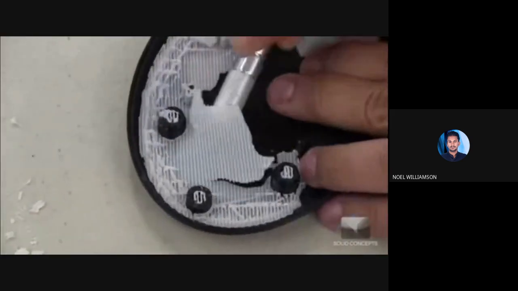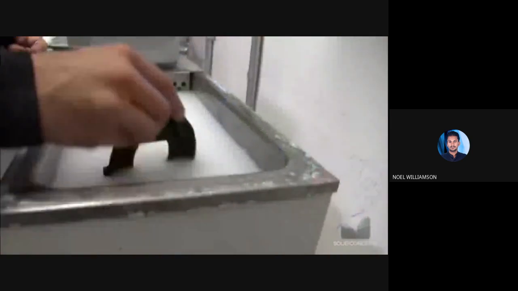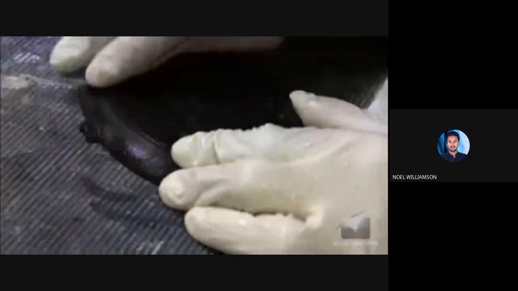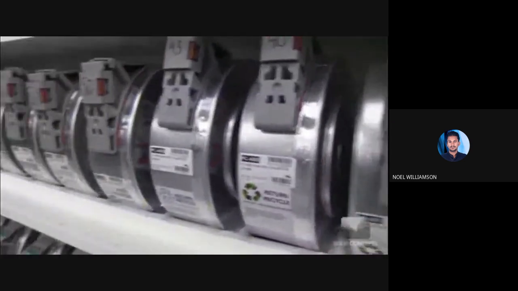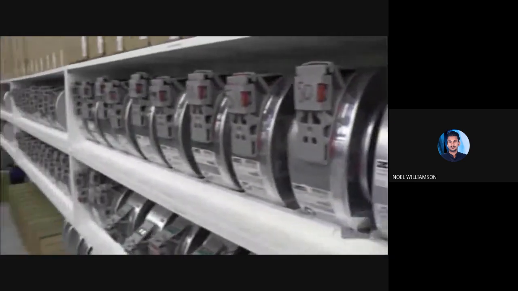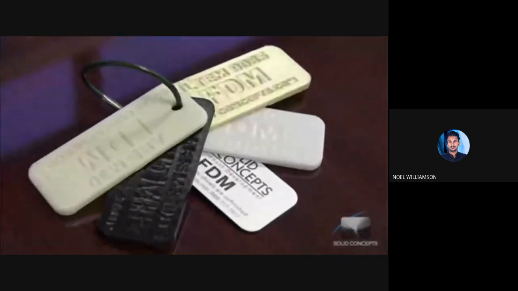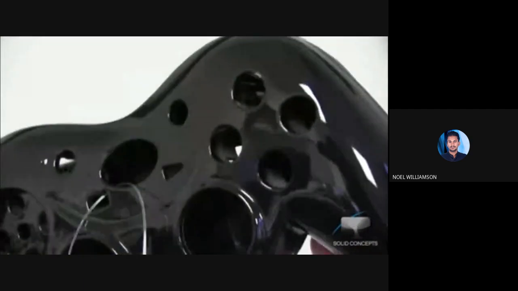Raw FDM parts have visible layer lines. However, service providers such as Solid Concepts offer multiple finishing options to create smooth, even surface parts, including hand sanding, assembly, and cosmetic paint. Since FDM parts are constructed with production-grade thermoplastics, including ABS, polycarbonate, and Ultem, they are both functional and durable. FDM is utilized in a number of industries, including aerospace, automotive, industrial, commercial, and medical.